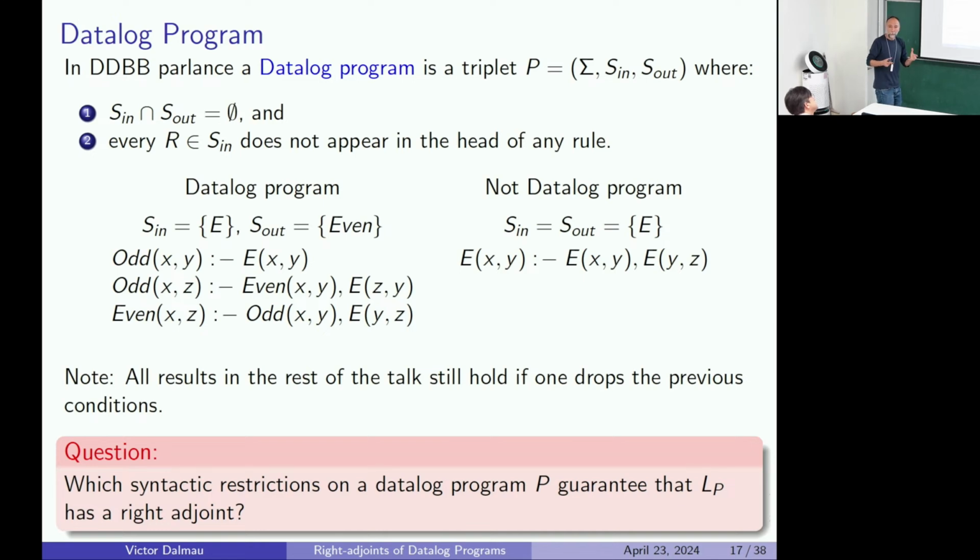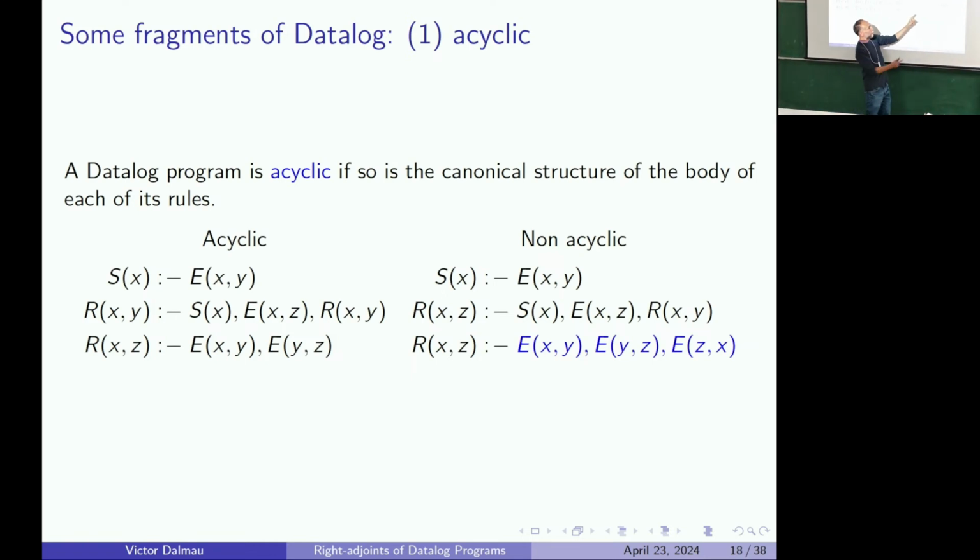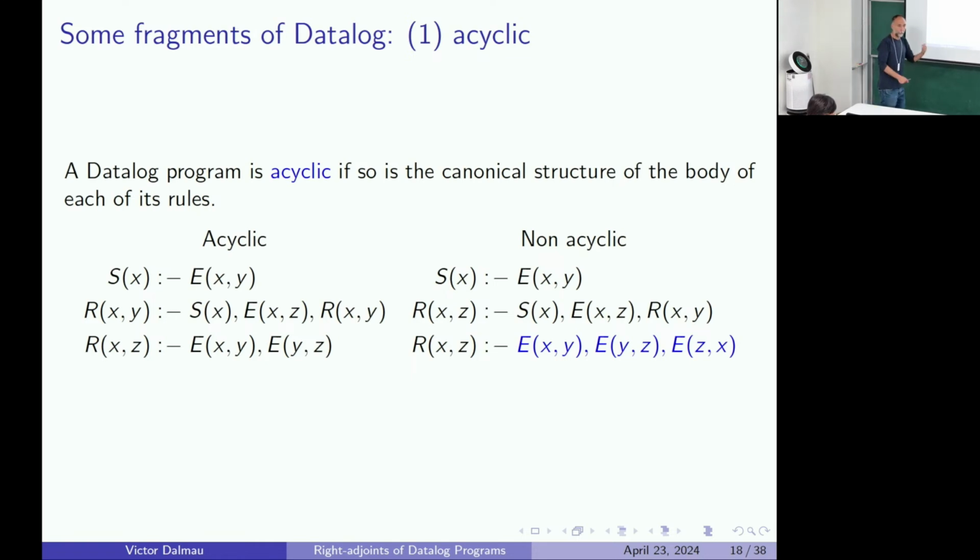So now it will be painful. I will be giving a number of definitions of some fragments of Datalog programs, conditions that need to be satisfied, but it is fast. First one: a Datalog program is acyclic. You look at the body of the rules. Again, a body of the rule can be seen as a graph or as a structure, because it's a collection of atoms. And then you say that the program is acyclic if this is acyclic for all possible rules.